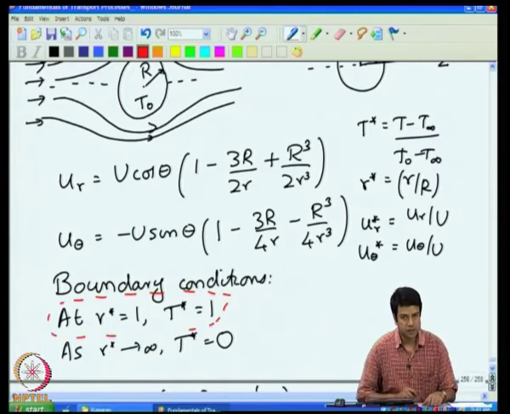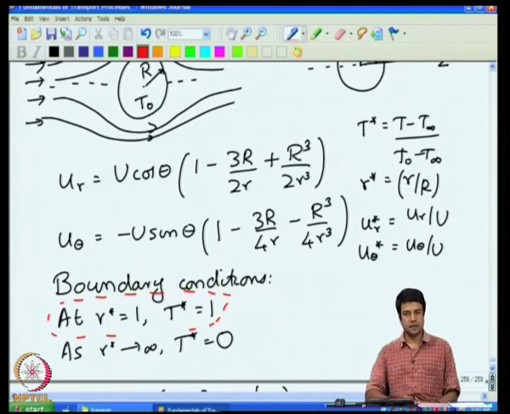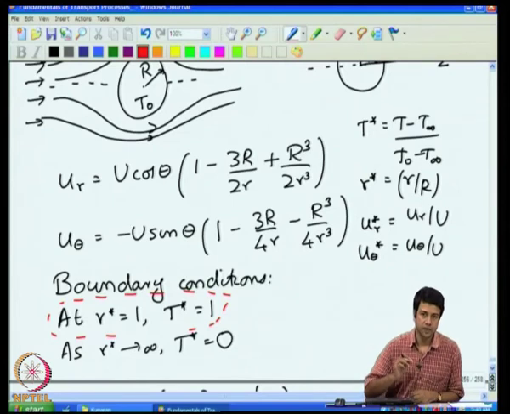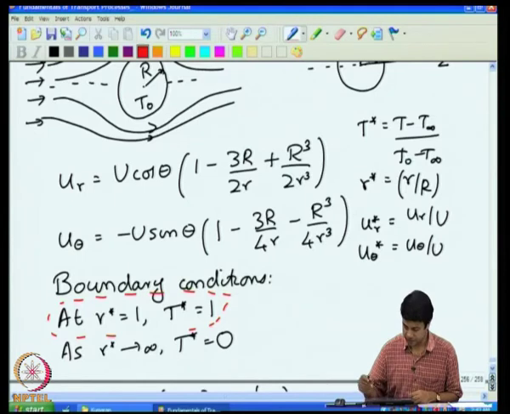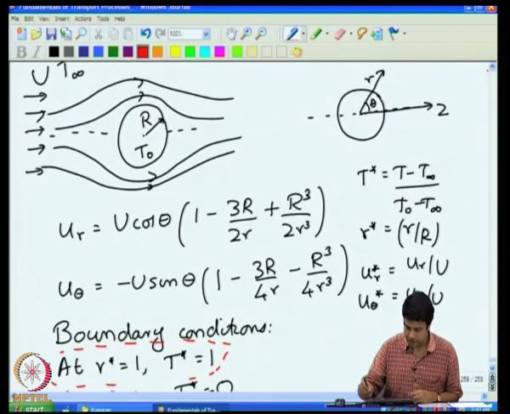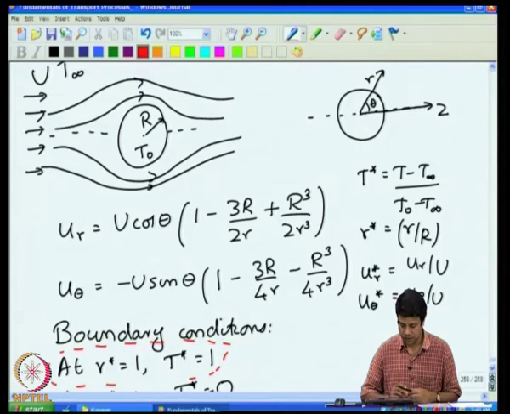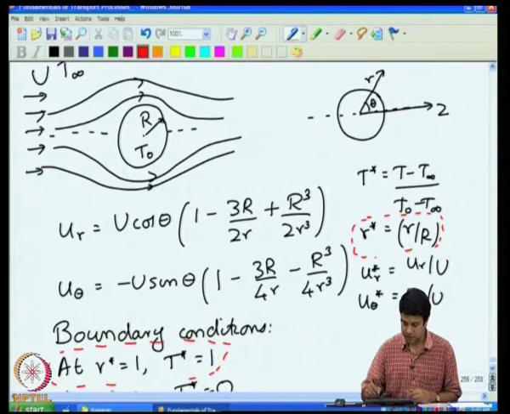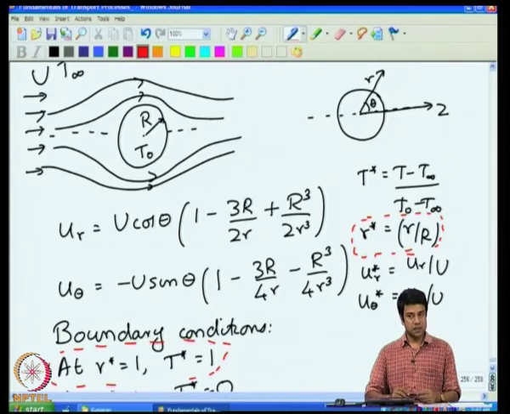In order to satisfy this boundary condition, as in the problem of the flow past a flat plate, we have to postulate a boundary layer of thickness small compared to R at the surface. Previously, we had scaled R by capital R. The assumption there was that the length scale for the variation of the temperature field is capital R itself. But when the length scale is capital R, the Peclet number is large and diffusion is small compared to convection.